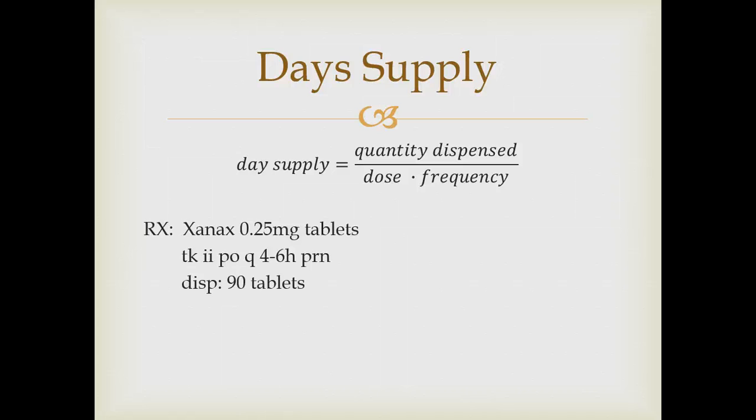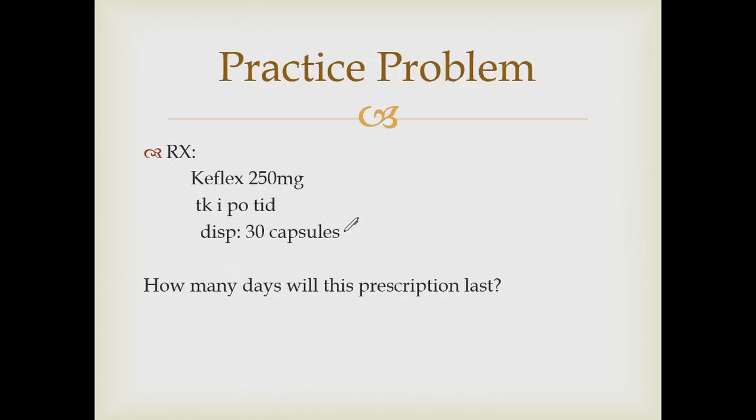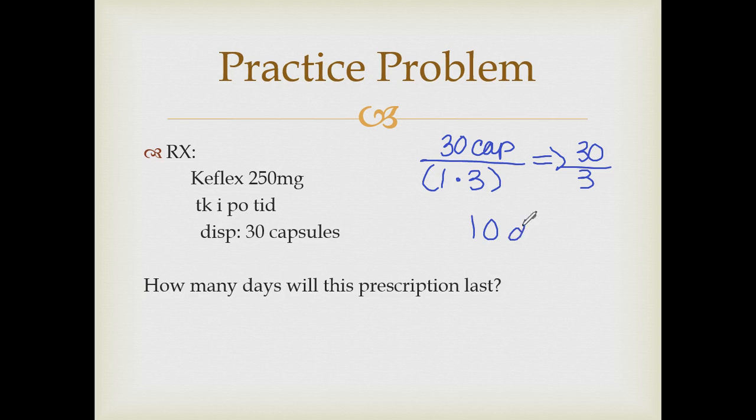Let's take a look at another example. So here's another one with capsules. This one's a little bit more basic. So it says, how many days will this prescription last? I have a quantity dispensed of 30 capsules divided by my dose, which is 1, at a frequency of 3 times a day. So this essentially becomes 30 divided by 3. So this one is a 10-day supply.